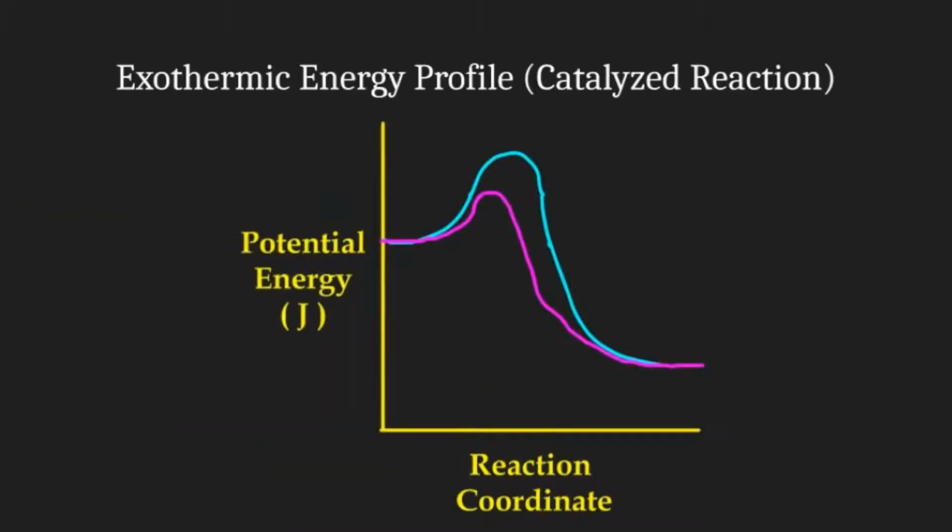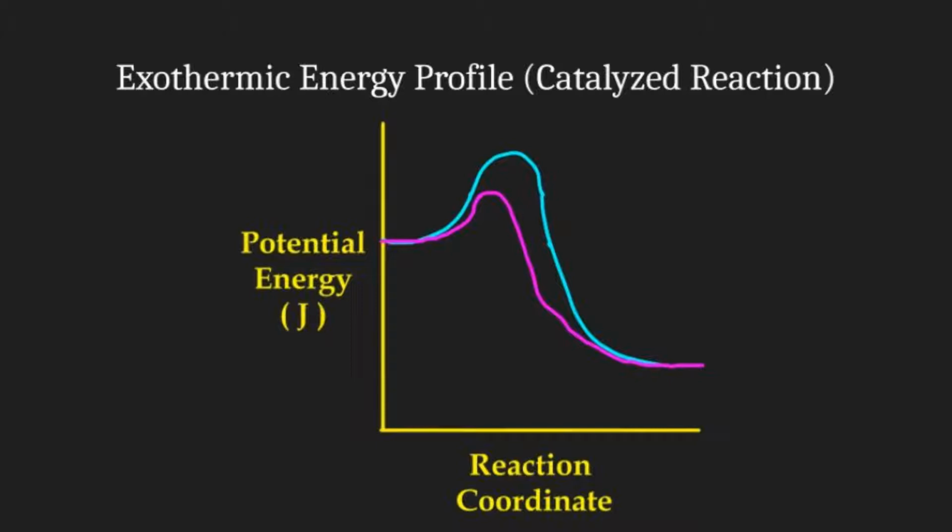The last thing we have to discuss when it comes to an exothermic energy profile is what will happen if we add a catalyst. The first important thing to mention with the addition of a catalyst is that the energy of our products doesn't change, and the energy of our reactants doesn't change. So our start and end points don't change. It's only what's in the middle that changes.